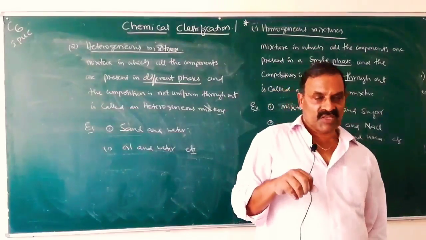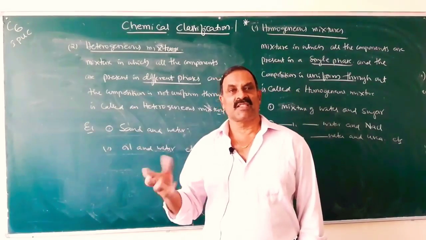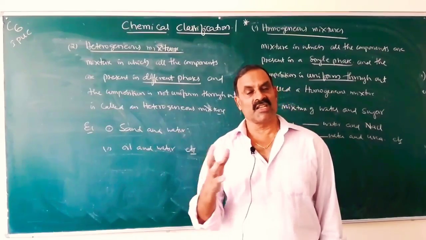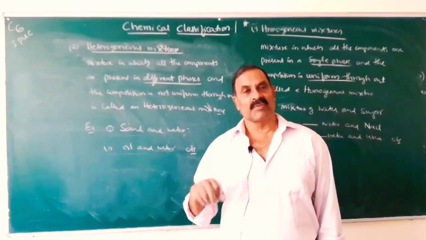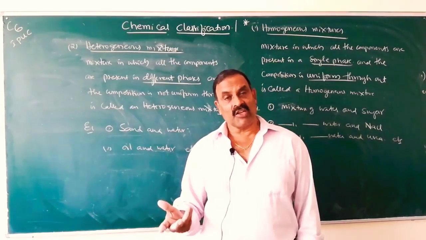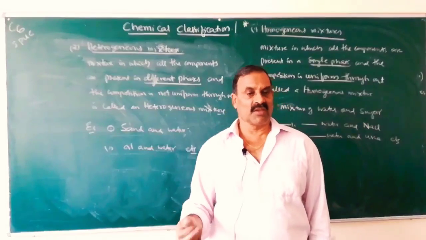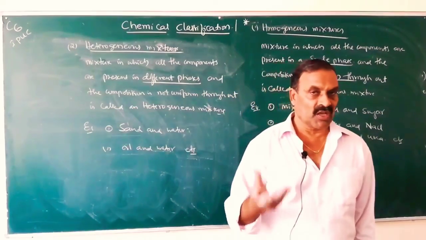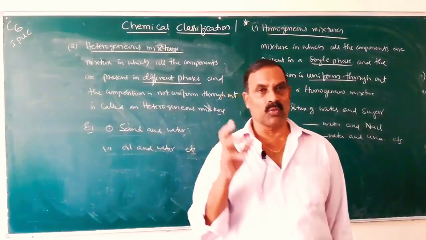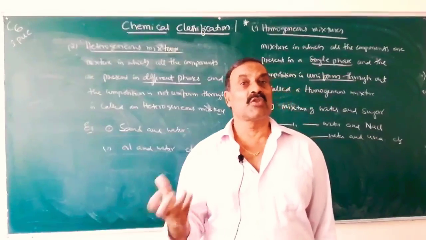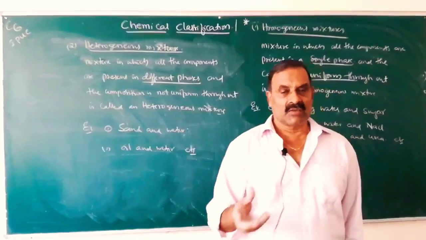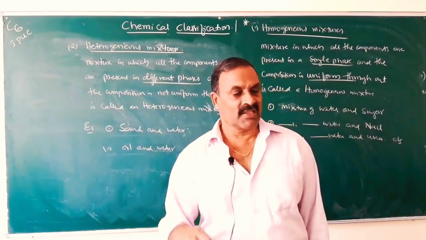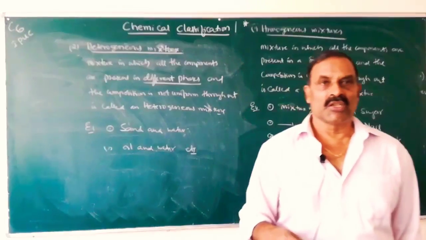Coming to mixture, a combination of two or more substances is called a mixture. If it forms a single layer and uniform concentration, it is called homogeneous mixture. If it forms different layers of different composition, it forms heterogeneous mixture. Examples for homogeneous mixture: water and sugar, water and urea, water and sodium chloride, etc. And for heterogeneous mixture, for example, sand and water, sand and oil, water and oil, etc. So, thank you very much.